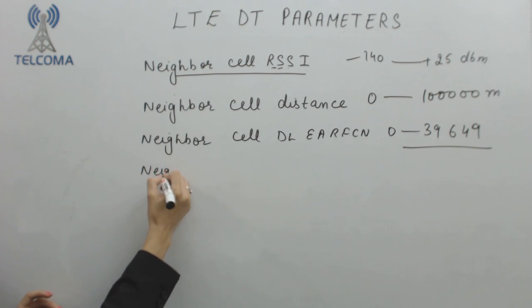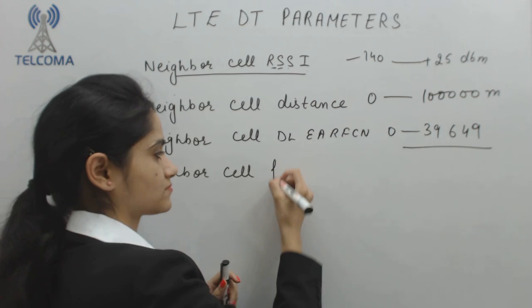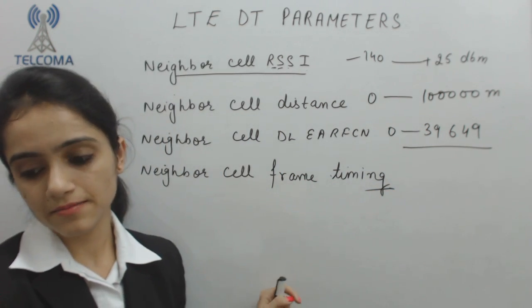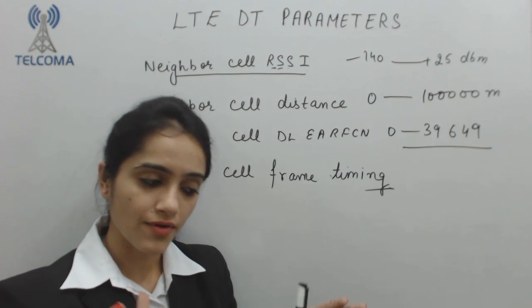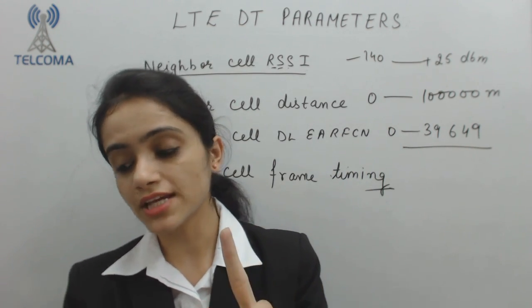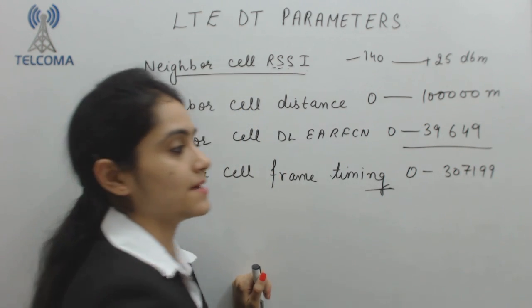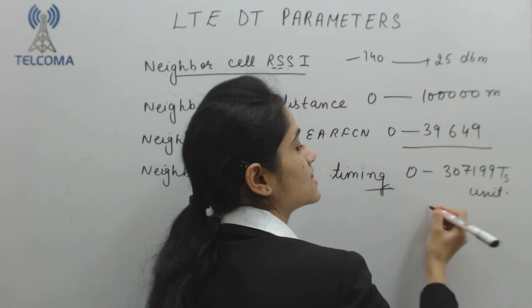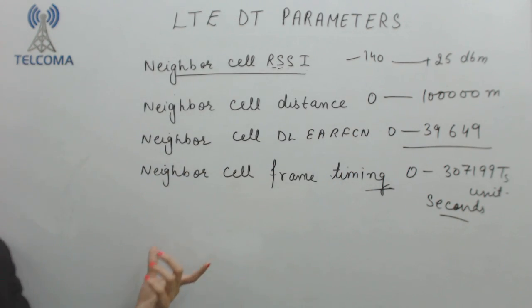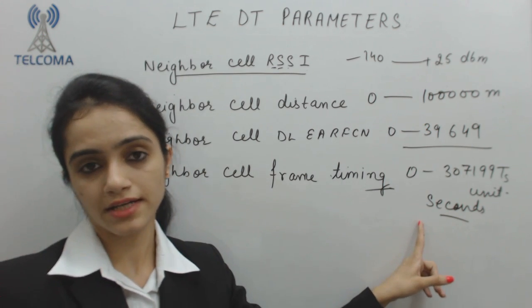Now the next one is again a neighbor cell parameter: neighbor cell frame timing. It is basically the time required to send a frame. We have a specified limit for this time, and the range is from 0 to 3079799 in time slot units. The timing unit is in seconds. Neighbor cell frame timing is the frame received from a neighbor cell in a particular timing unit.